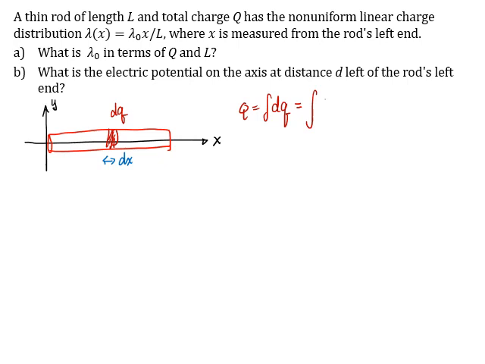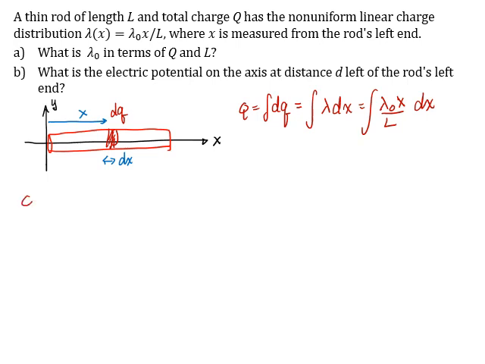Let's put that in our expression for Q. So it's the integral of lambda, our charge density, which is a function of position, times dx. Lambda is our constant lambda naught times the x coordinate divided by the length, and then we're integrating with respect to x. X is our x coordinate. Let's put that on the picture. It's the distance from the origin to our dq. So now we know where x is.